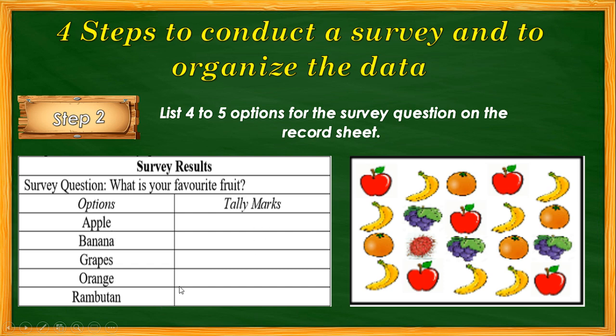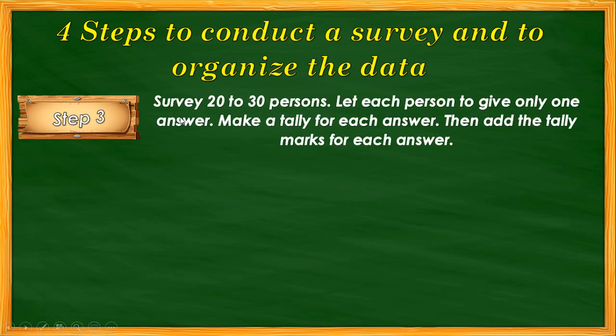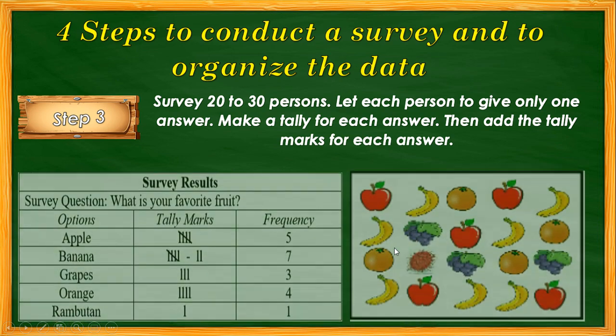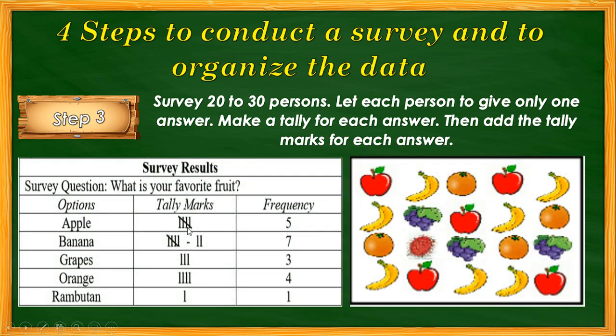So you're going to tally all the responses. You're going to count the number of apple, 1, 2, 3, 4, 5. So you're going to write 5. So, step 3, survey 20 to 30 persons. Let each person give only one answer. Make a tally for each answer. Then add the tally marks for each answer. So, this would be the tally mark. We have 5 responses for the apple. Banana is 7. 1, 2, 3, 4, 5, 6, 7. Grapes is 3. We have 1, 2, 3. Orange, we have 4. 1, 2, 3, 4. Rambutan is only 1.